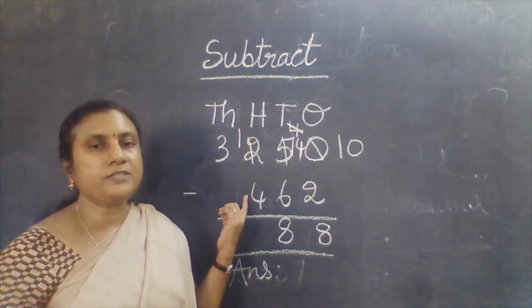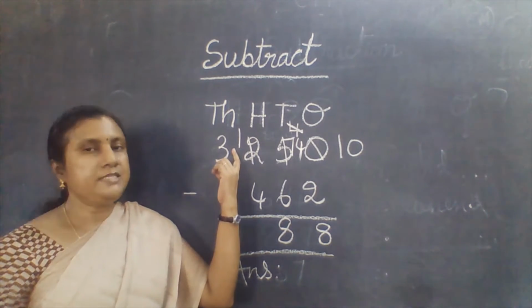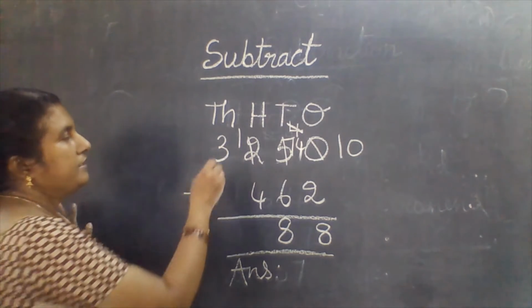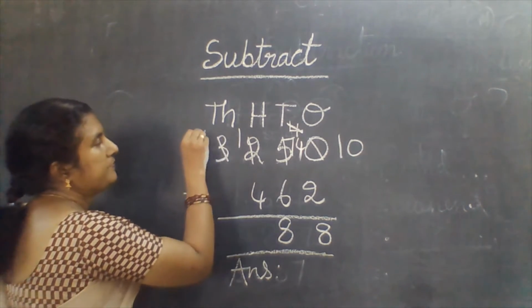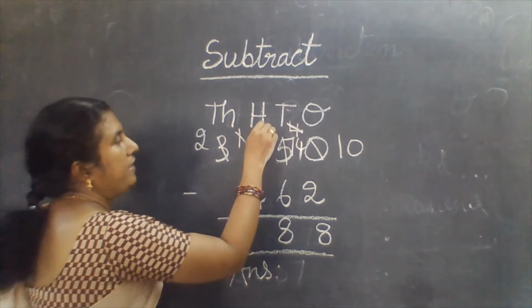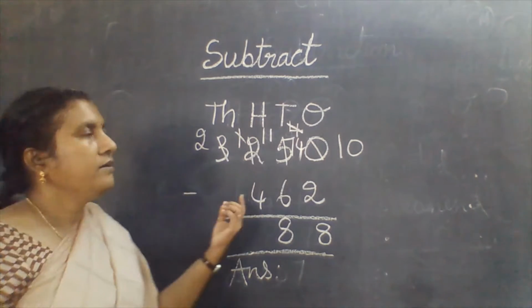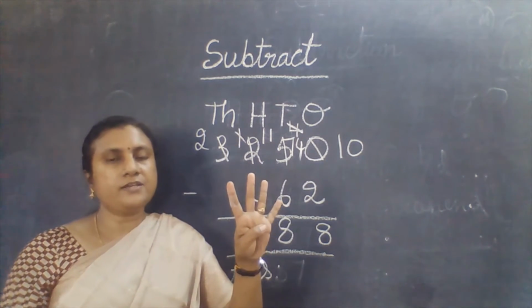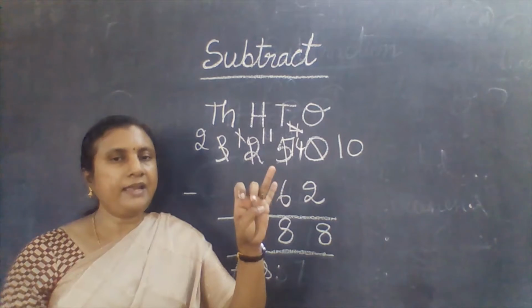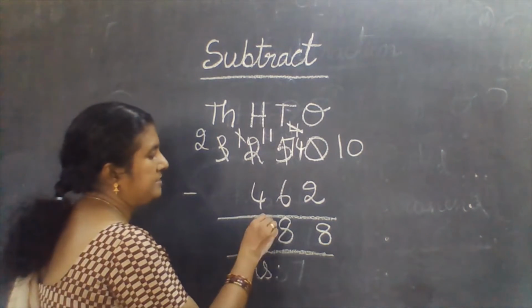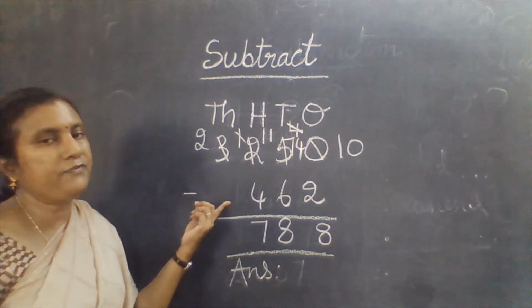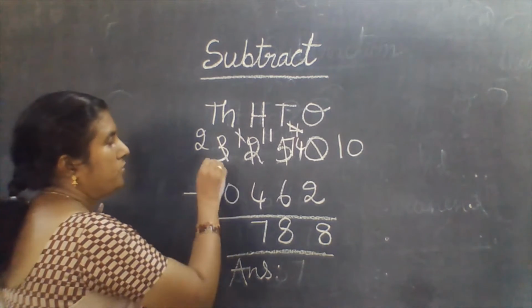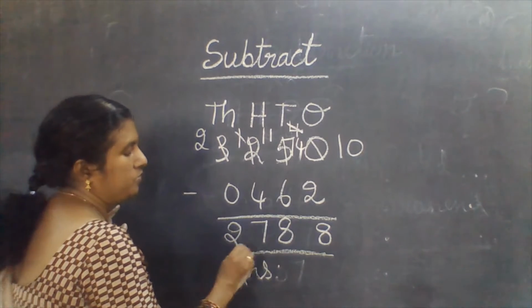Next we have to go to hundreds place. Here we have to separate 4 from 1. Is it possible? No. So we have to borrow from the next place value. Here 3. So 3 will become 2 and this 1 will become 11. Now we have to separate 4 from this 11. So 11 in your mind, 4 in your fingers. Before 11: 10, 9, 8, 7. Difference is 7. Since there is no digit for 462 in thousands place, we can write 0. 2 minus 0 is 2. So what is the answer?